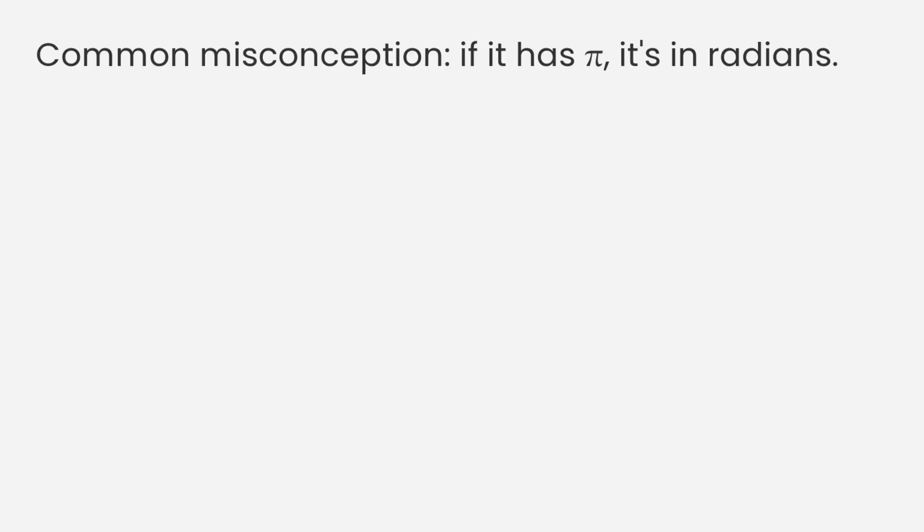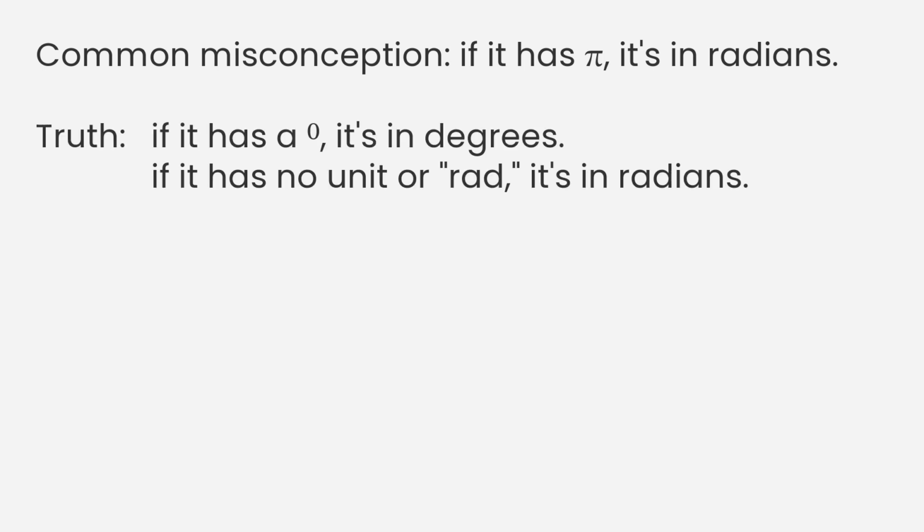Here's a common misconception. A lot of times, students think that if pi is in it, it's radians. But whether or not pi is in it has nothing to do with whether or not the measure is in radians or degrees. What actually matters is the unit. If you see a degree symbol, it's in degrees. If it has no unit, it's radians.